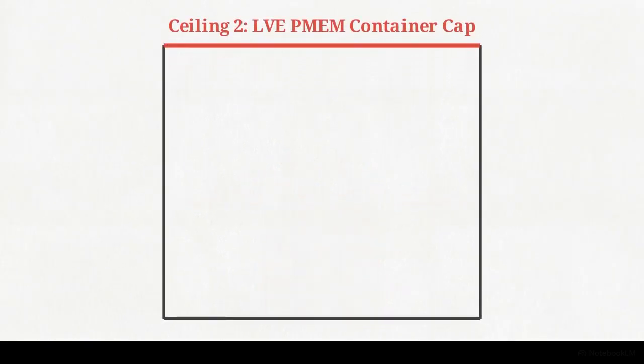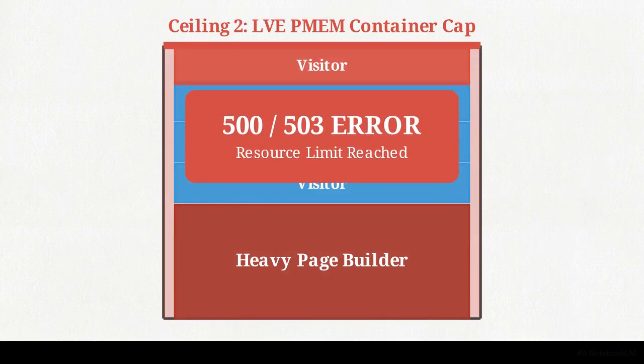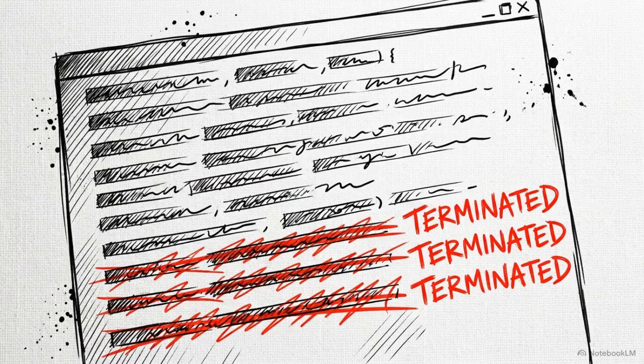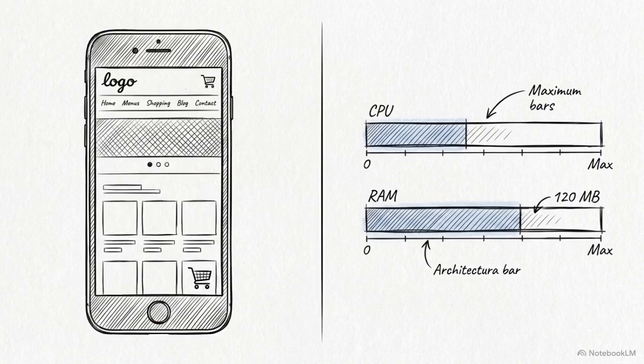Then we have the second overarching ceiling, the LVE-pmem container cap. This restricts the total combined RAM available to your entire hosting account at any given moment. If you have a heavy page builder session running in the background at the exact same time as live visitor traffic hits your site, all of those tasks pool their memory usage together. Exceeding this secondary container cap forces the server to start killing processes to protect itself. For your live visitors, this shows up as frustrating 503 or 500 errors. True site stability means your server configuration must successfully pass under both the per request limit and the total account-wide limit at the same time.